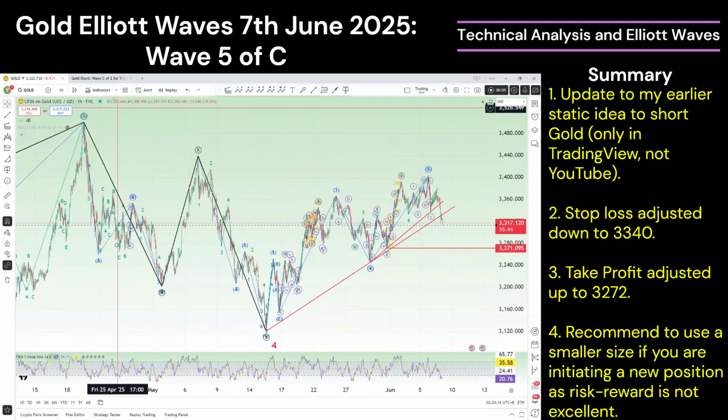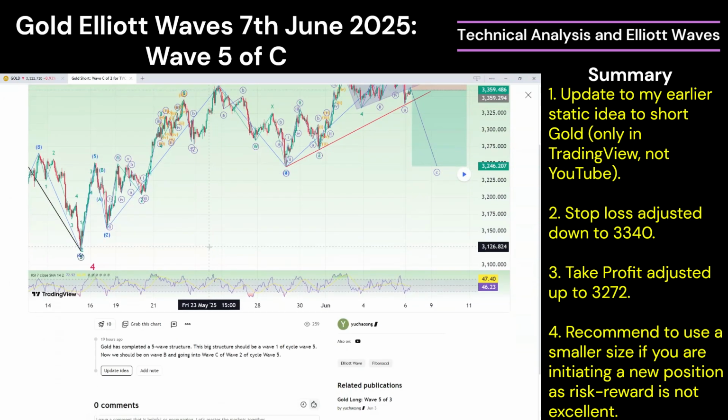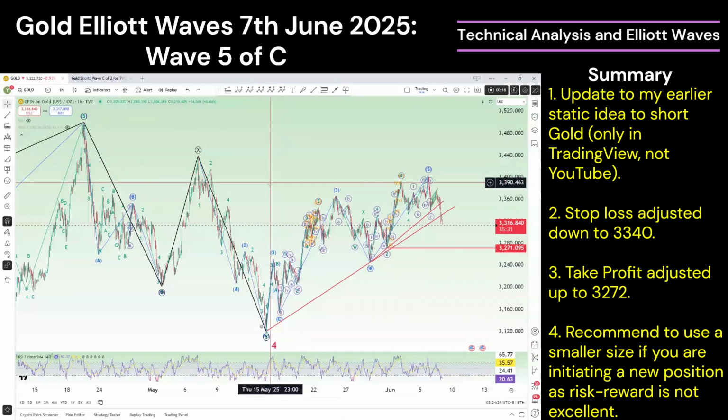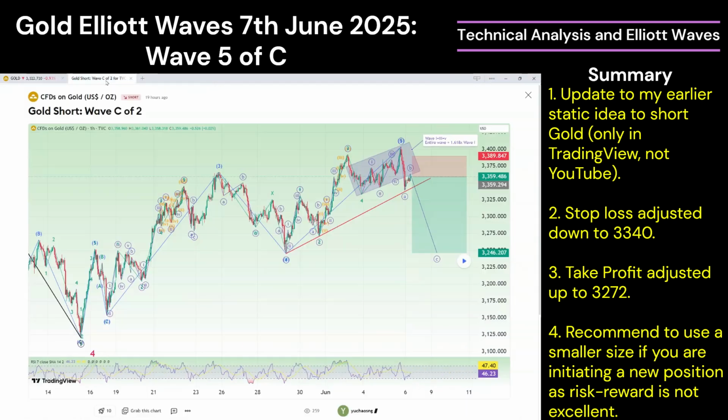Right, so about 19 hours ago, I posted this static idea for gold short, wave C of two. I identify this entire wave here as a wave one of five, and then we are going to a wave two of five. Now over here, I set the target as 3245, which is the wave four of this wave one.